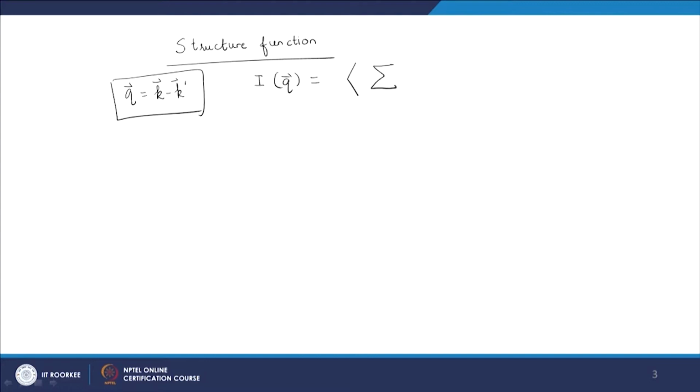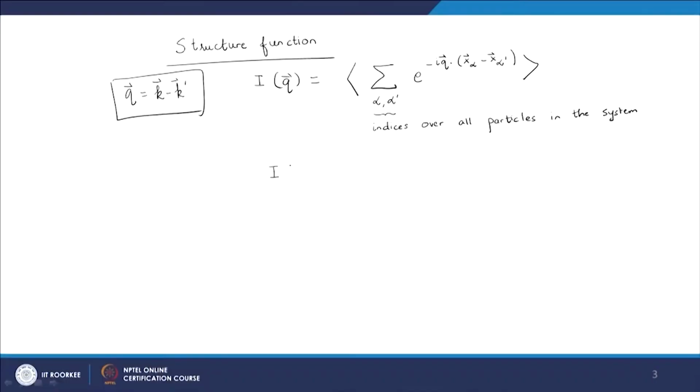and this is a sum over x alpha minus x alpha prime, where alpha and alpha prime are indices over all particles in the system, which may refer to molecules or segments depending on the length scales the light source can resolve.